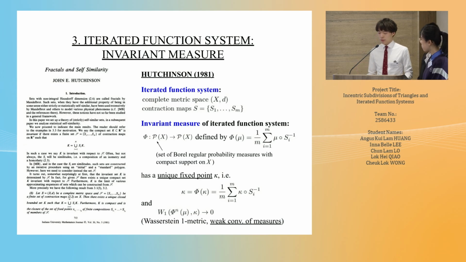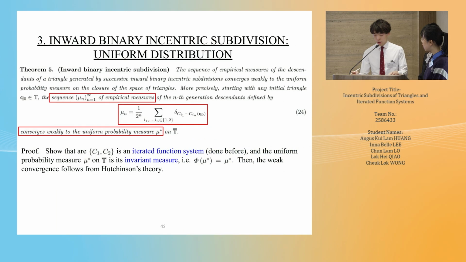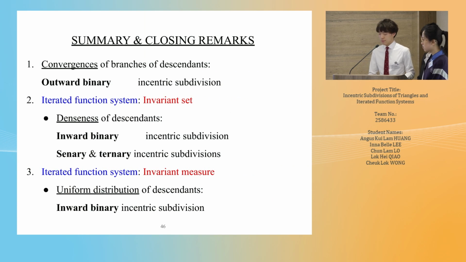To prove the weak convergence, we had to go deeper into Hutchinson's theory. He constructed this contraction map phi, which, by the Banach fixed point theorem, has a unique fixed point kappa. This so-called invariant measure of the iterated function system is also the weak limit of iterates of phi. To finish our proof for the weak convergence, we only had to verify that the uniform probability measure on T-bar is the invariant measure of the iterated function system consisting of C1 and C2. Here is a summary of what we have proved.